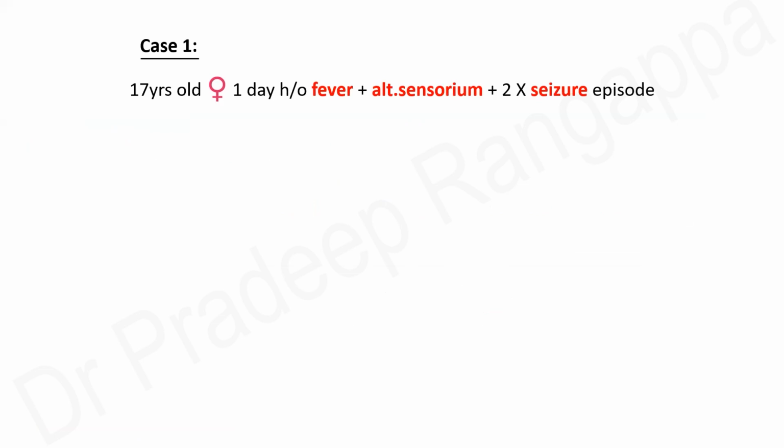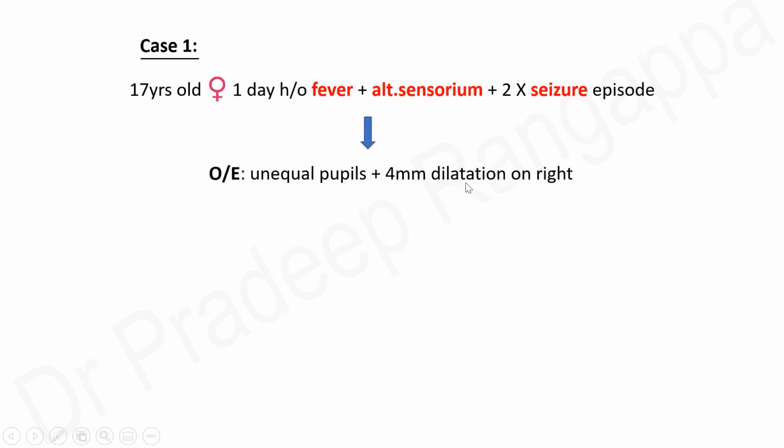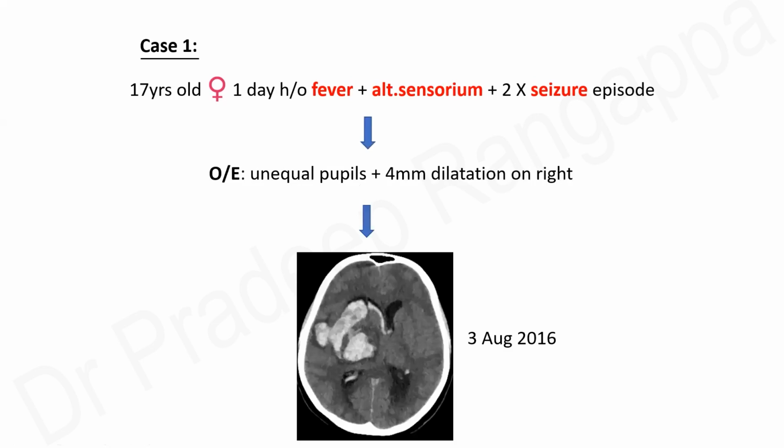It was a 17-year-old female who came with a 1 day history of fever, altered sensorium, and 2 episodes of seizure. Ordinarily we would do this as a panel, asking people what they would do next. On examination, this patient had unequal pupils, with a 4 millimeter dilatation of the pupil on the right side. Obviously there is something seriously wrong in the brain, so you would do a CT brain.